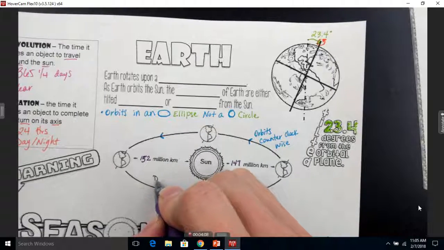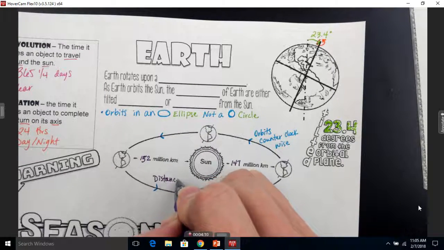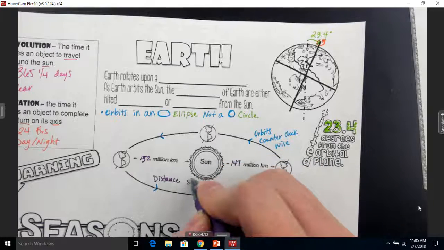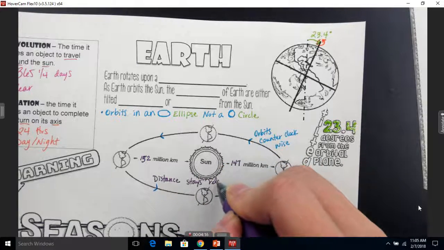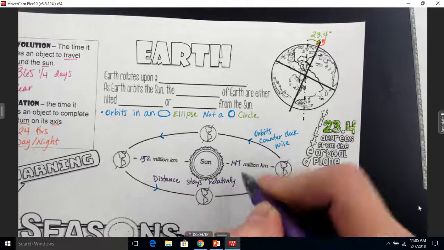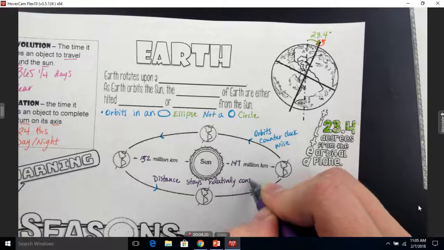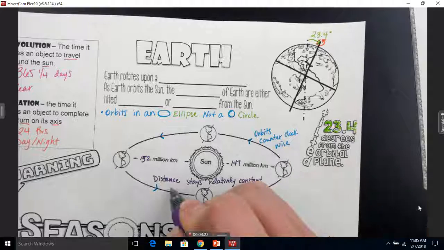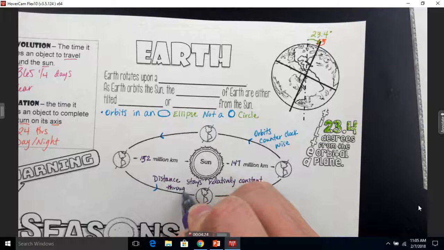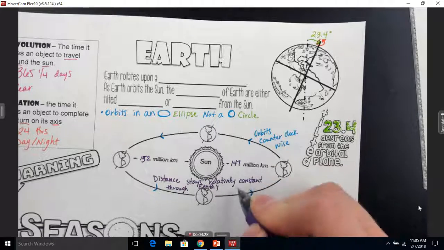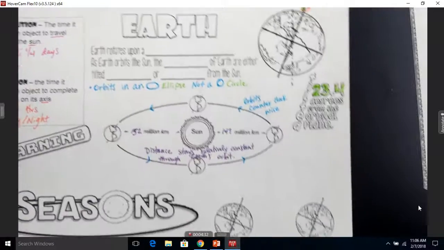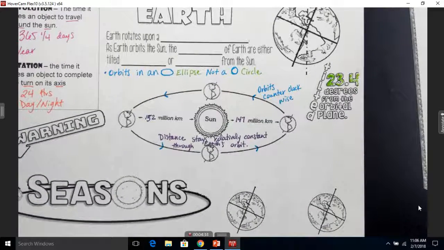So, distance stays relatively constant through Earth's orbit. Distance stays relatively constant through Earth's orbit.